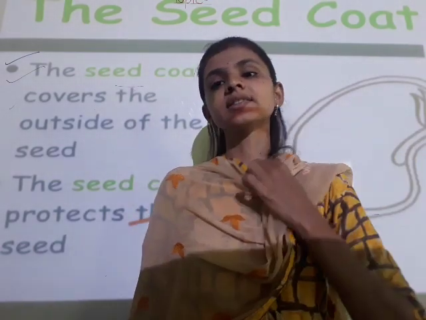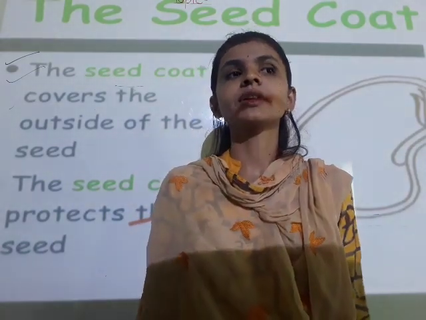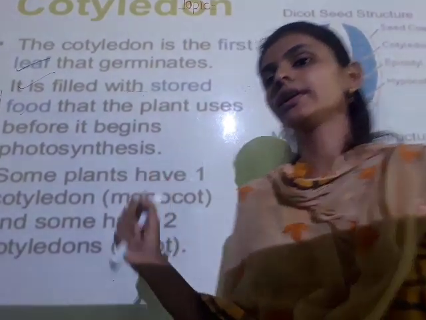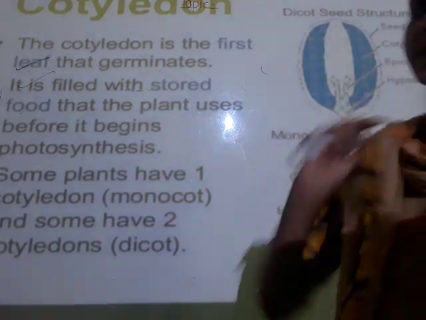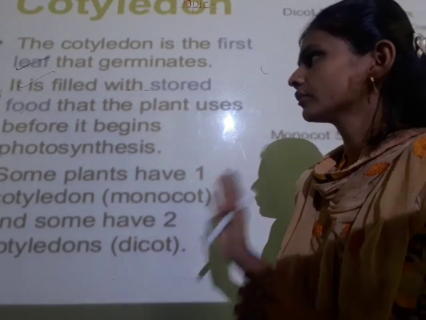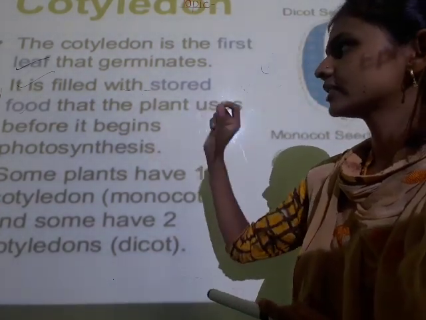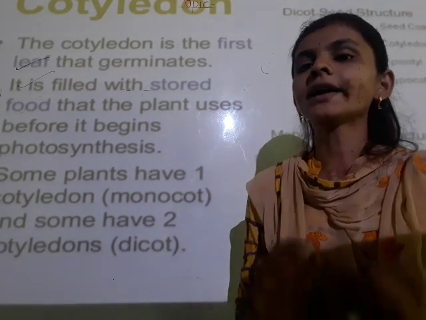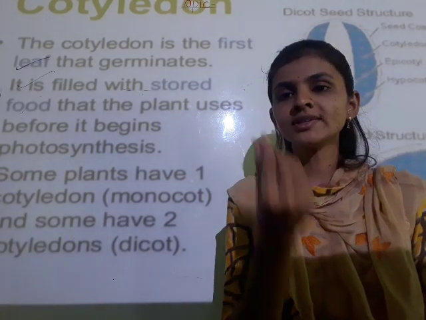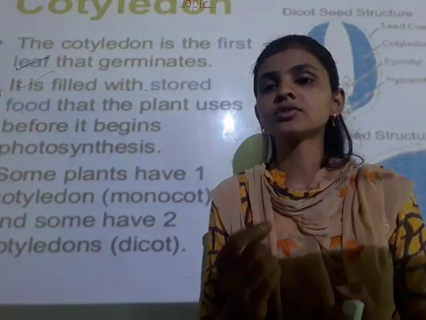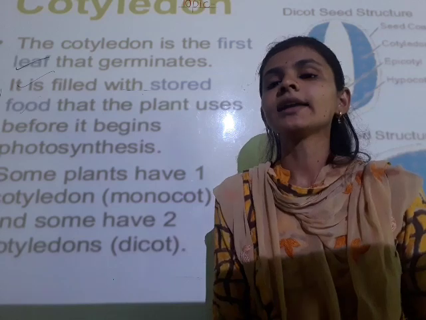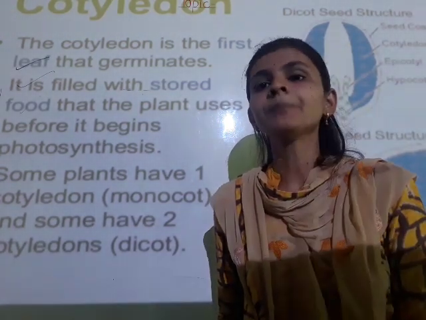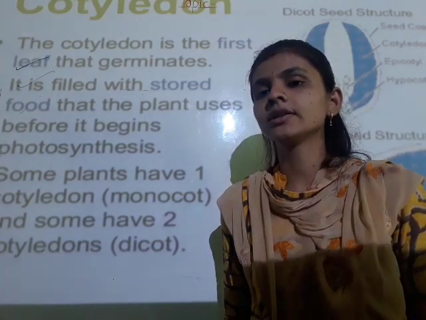Now the next part we are going to see is the cotyledons. Okay, here is the next part, that is the cotyledons. Cotyledon is none other than stored food. The cotyledon is the first leaf that germinates. जब भी हम किसी भी सीड को सॉइल में बोते हैं तो उसके बाद उसका क्या होता है, उसके leaves आते हैं, and that first leaf is none other, it is a cotyledon.